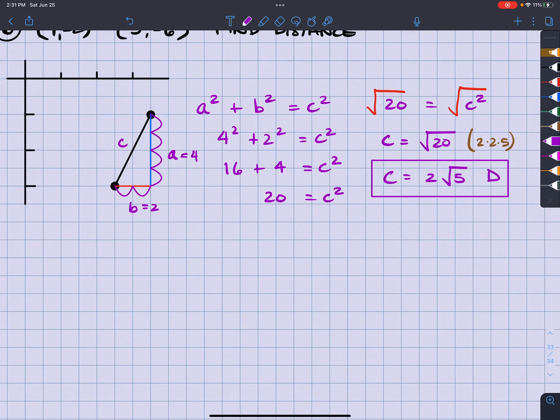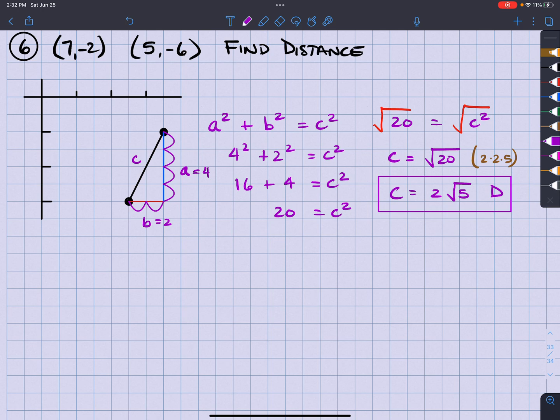So do I really have to remember the formula? And the answer is no, because you could just draw it on your graph and say, okay, I see what my height is, I see what my base is. I can just do the Pythagorean theorem and I have exactly what I need.